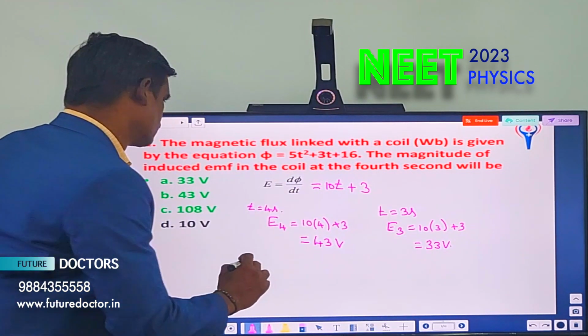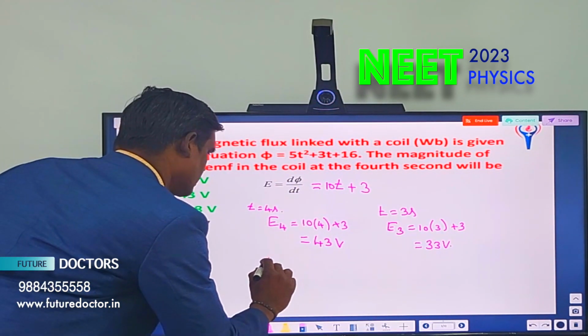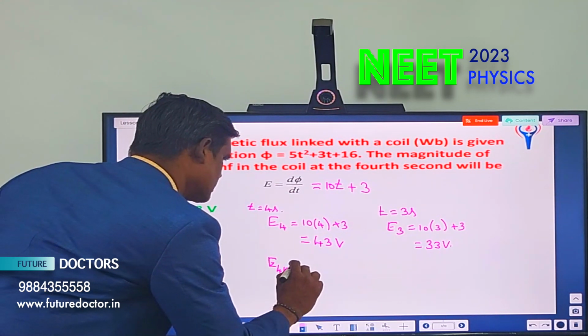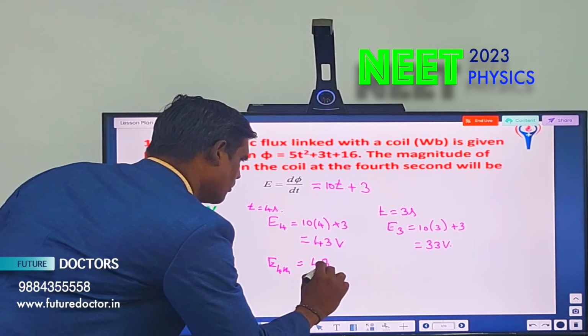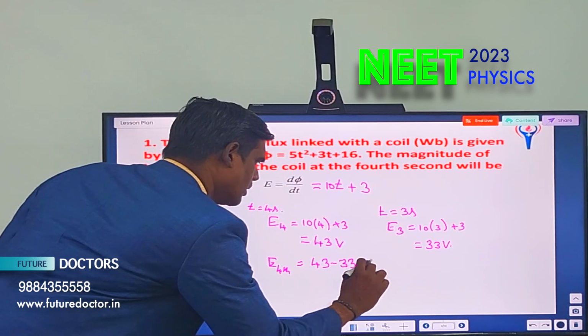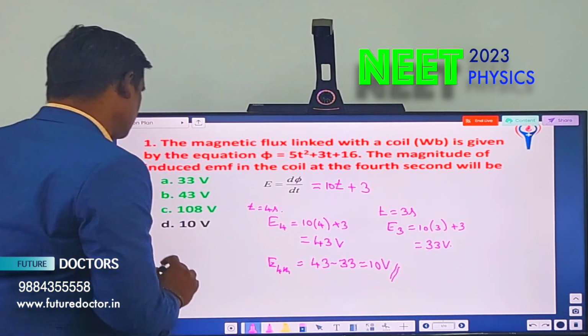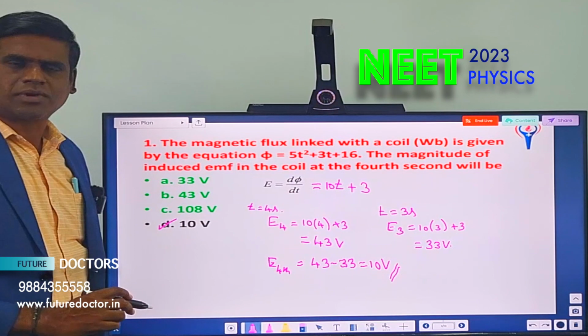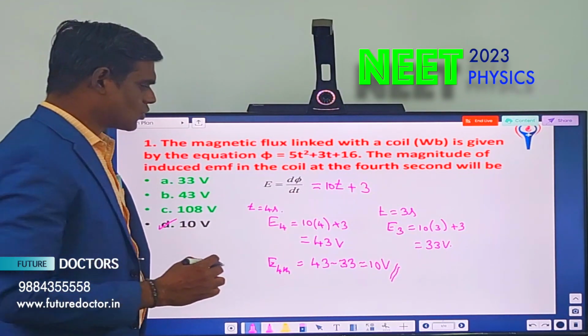The difference of these two, that is only the 4th second. Then E at the 4th second is equal to 43 minus 33. How much? 10 volts. That is option D. Option D is the correct answer. Let's move to question number 2.